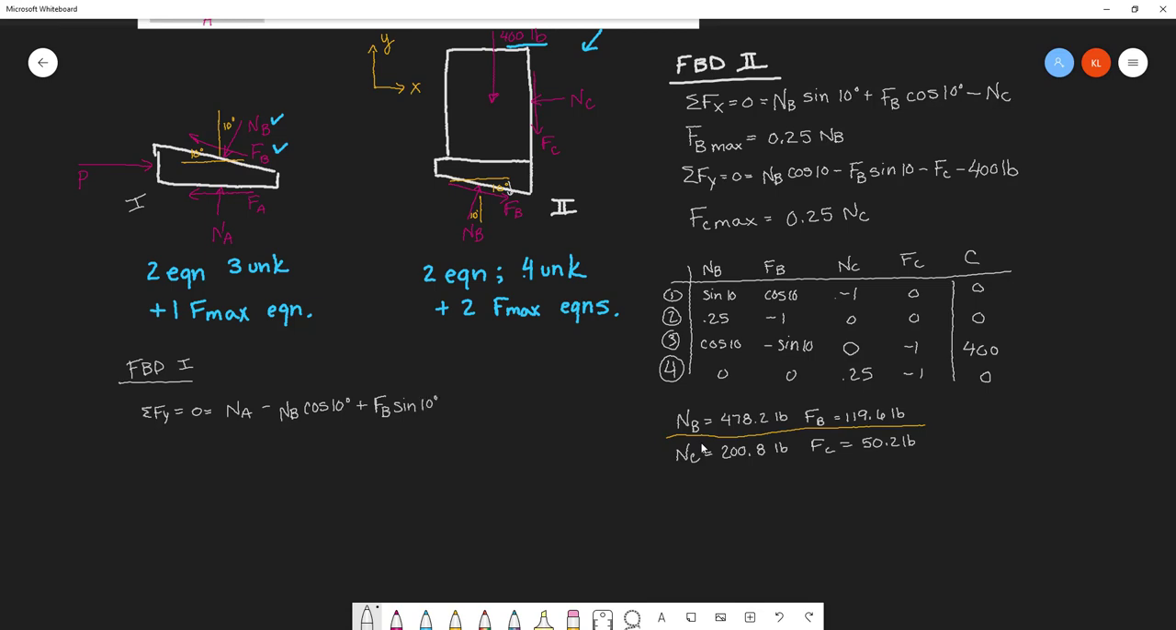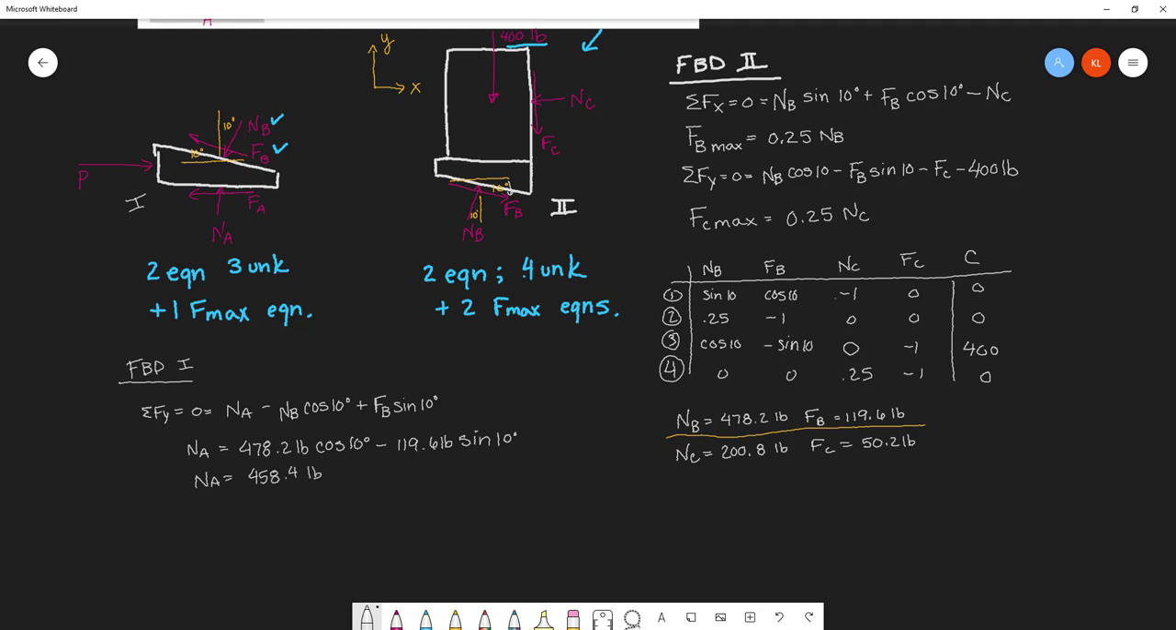And because we have these values, we can actually go ahead and solve for the normal force at A. So to solve for the normal force at A, I'm going to take the normal force and the friction force at B over the other side. So I have 478.2 pounds times the cosine of 10 degrees. That's just a number. Minus 119.6 pounds times the sine of 10 degrees. Again, just a number that we can solve for. And we get that the normal force at A is going to equal 458.4 pounds.